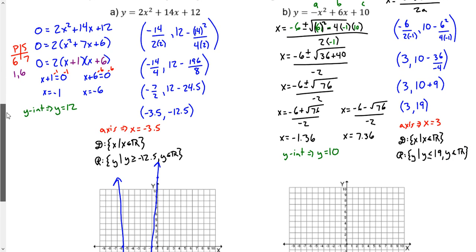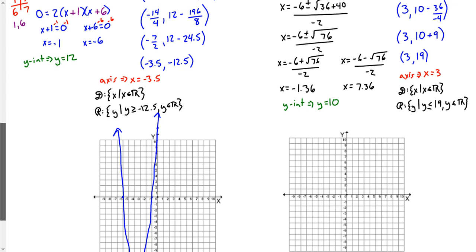So let's do what we can. So for example, our vertex is 3, 19. So it would be like way up here. Our y-intercept is 10. Our two x-intercepts are -1.36 and 7.36. So we can do as good of a sketch as we can, given our current information.